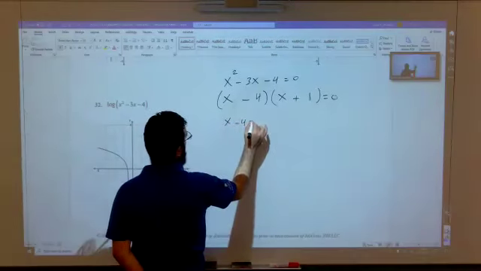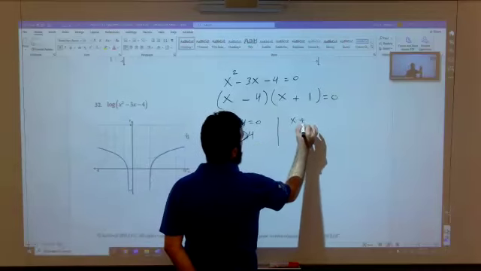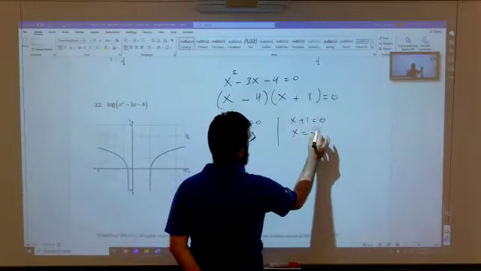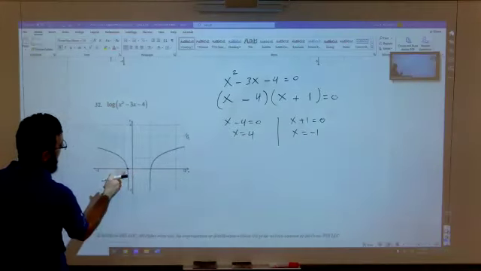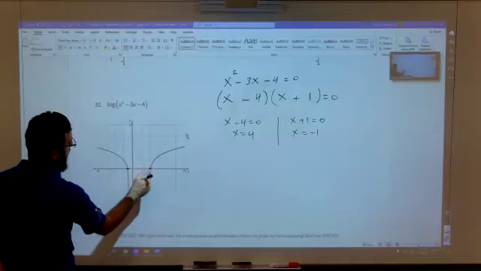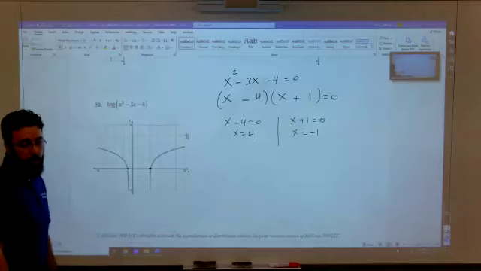So x minus 4 equals 0, which means x equals 4. And x plus 1 equals 0, which means x equals -1. So check here: we have -1 as an asymptote, and we have 4 as an asymptote. It goes by 2's here.